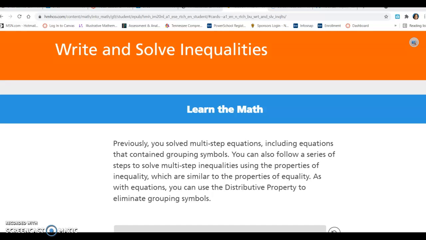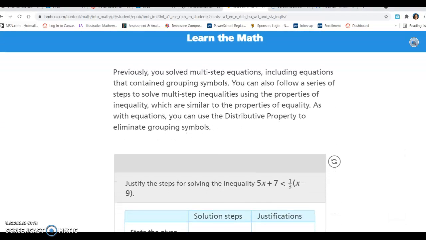Previously, you solved multi-step equations, including equations that contained grouping symbols. You can also follow a series of steps to solve multi-step inequalities using the properties of inequality, which are similar to the properties of equality. As with equations, you can use the distributive property to eliminate grouping symbols.